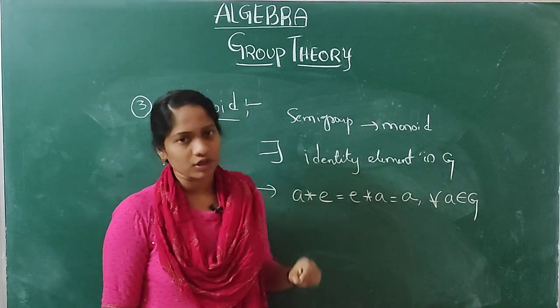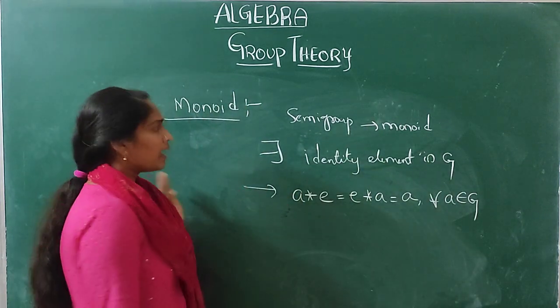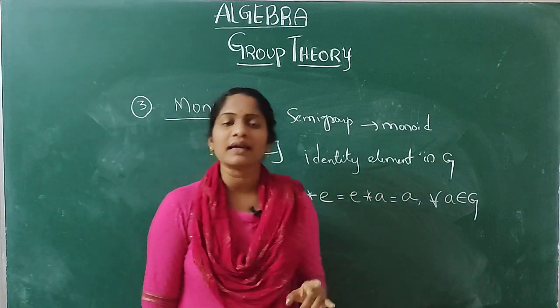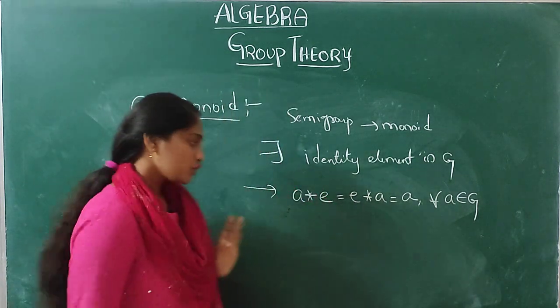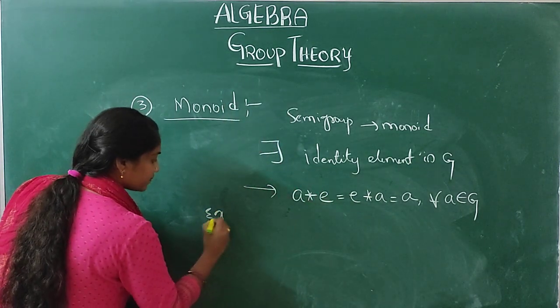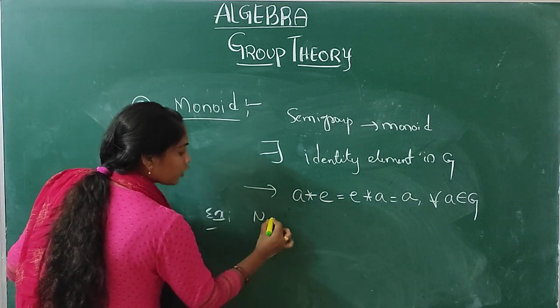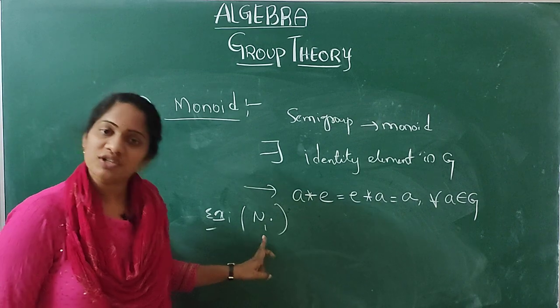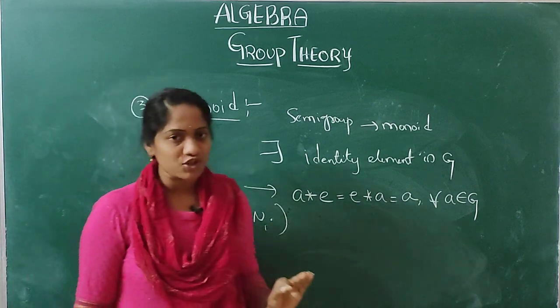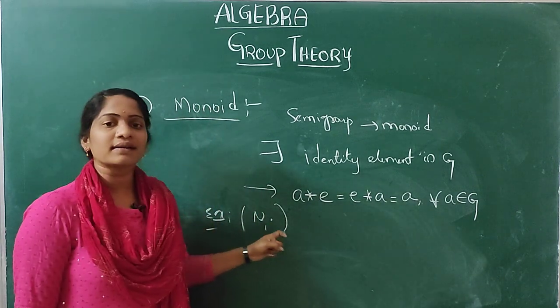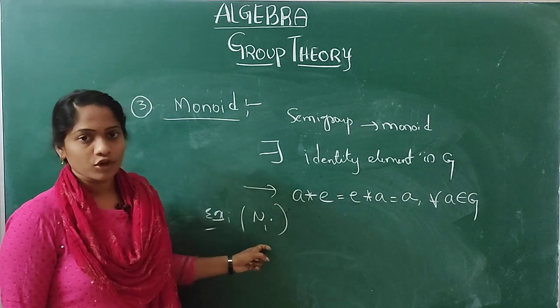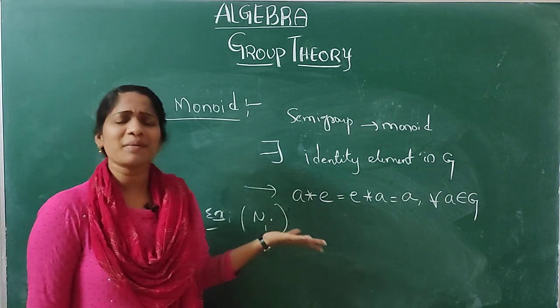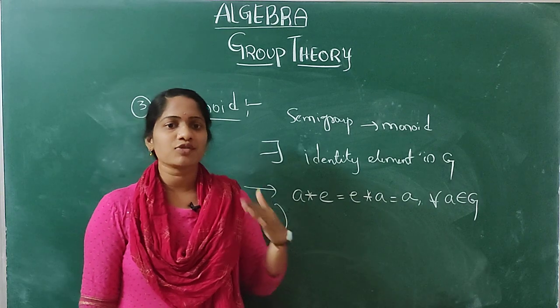This is the definition. Every definition will be clear if you take an example. So let us take an example. If I take N comma dot, where N is the natural numbers under the binary operation dot, nothing but multiplication, this is a semigroup. You can check any two elements. Natural numbers means starting from 1 to infinity.